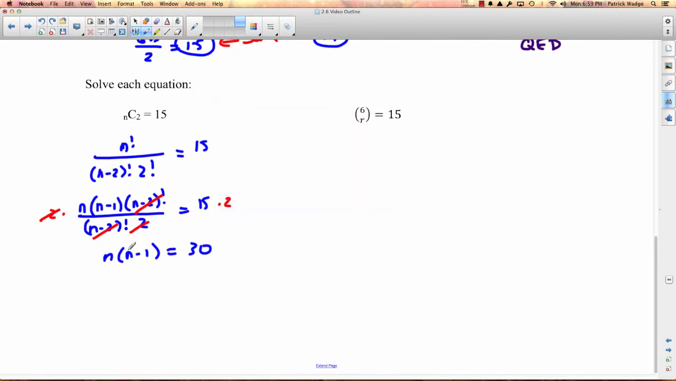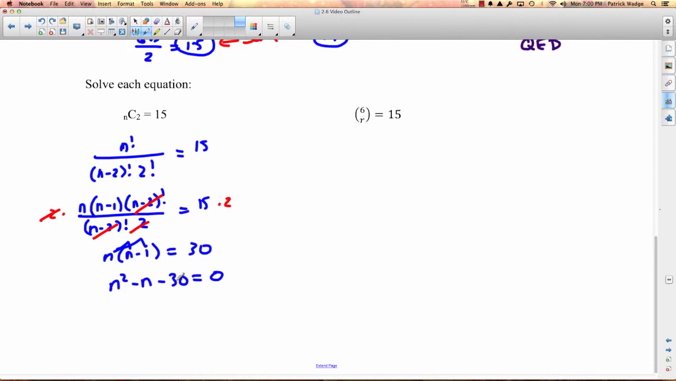But the other way, more mathematical, kind of fun, is to expand this, right? N times n is n squared. N times negative 1 is negative n. And since this is a quadratic, remember how we solve quadratics? We make it equal to 0, so you'd want to move the 30 over. It would become minus 30. It's now equal to 0, and then we factor. So we're looking for two numbers that multiply to 30 and subtract to 1.